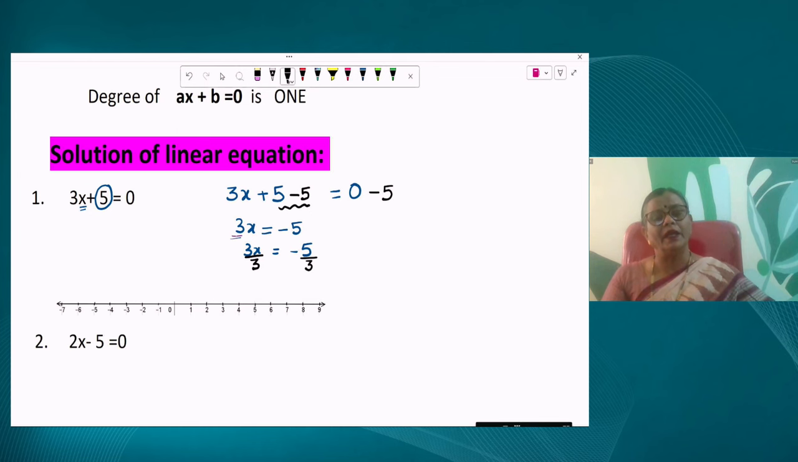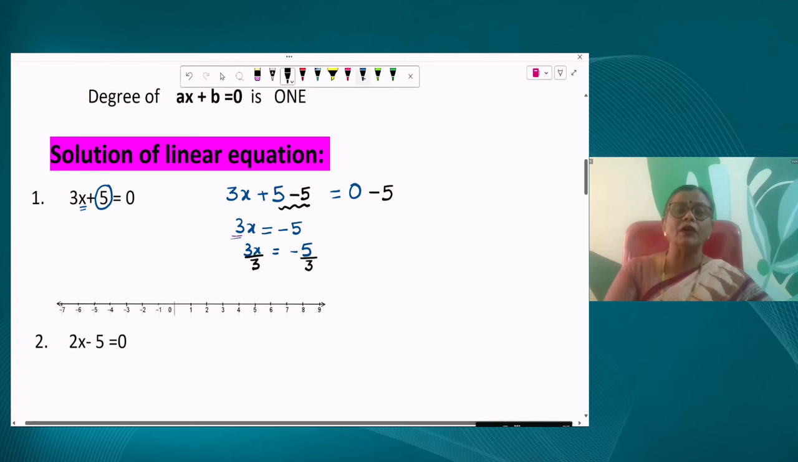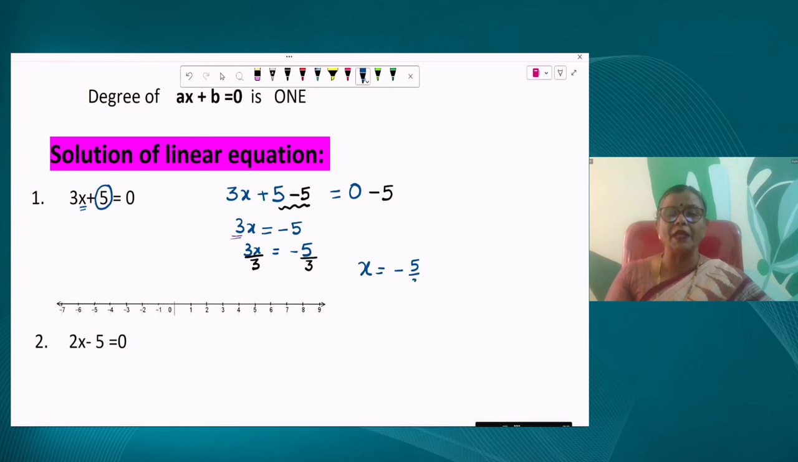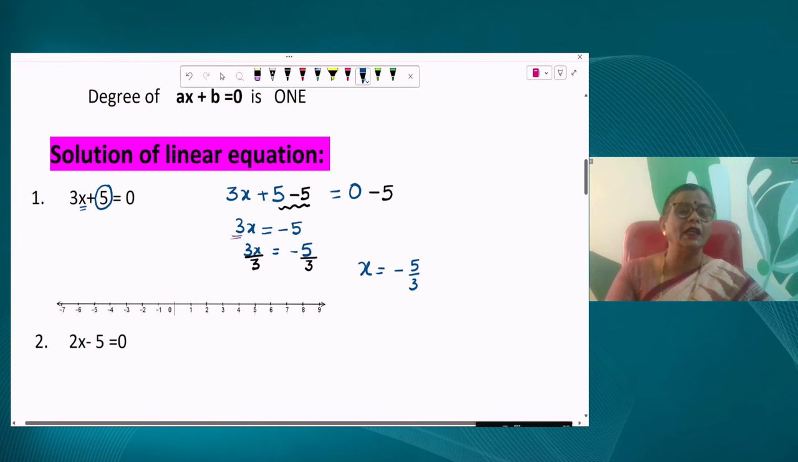You have equal. So what will the left hand side now read the whole expression as? We have x is equal to minus 5 upon 3. So this is known as the solution of this linear equation 3x plus 5 is equal to 0. So what is that number which is making that linear expression left hand side 0? It is minus 5 upon 3. Let's verify it. Is that so? Let's take up the verification part.